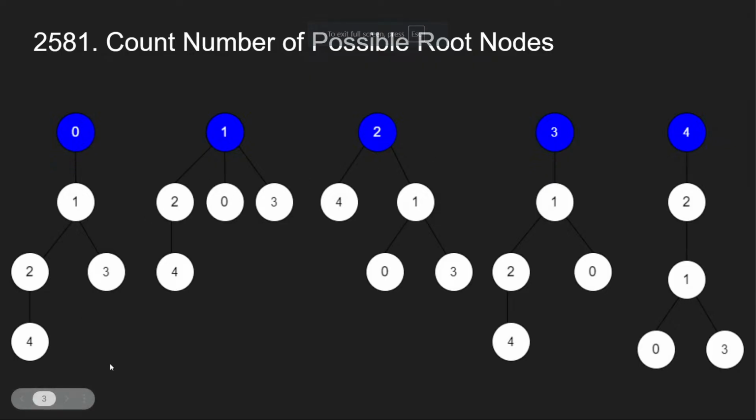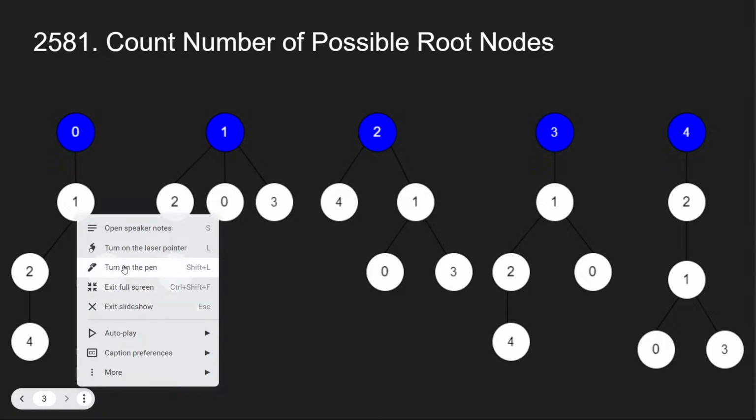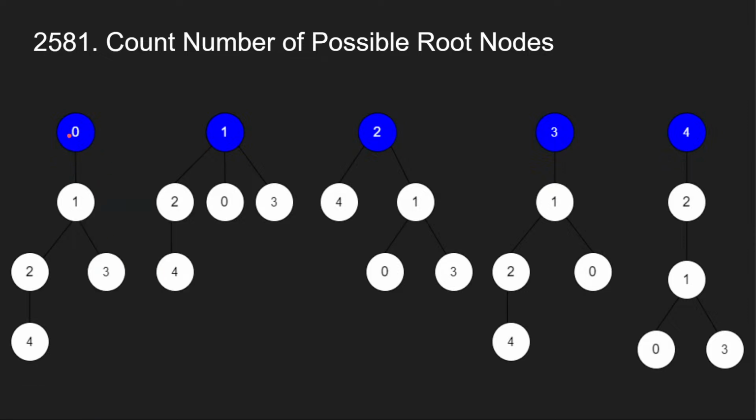For this question, we are given a graph, but it is a tree structure. For each of the nodes, it can become the root of the tree. We just need to count how many combinations meet the condition. The condition is that we need to find how many tuples, and the tuple goes from the parent to the child. For example, this is 0, 1, 1, 3, 1, 2, and 2, 4.